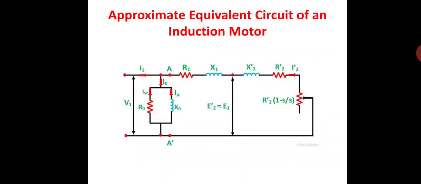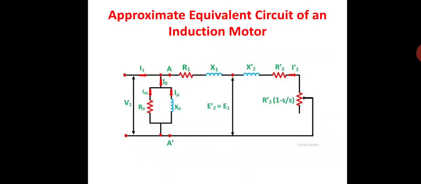This can also be represented in a diagram, and this is the approximate equivalent circuit of an induction machine. Now we are going to transfer the parameters from stator to rotor or rotor to stator. Already you know that when you transfer a parameter from one side to the other, it becomes dashed. For example, if you transfer R1 from stator to rotor, it becomes R1 dash. Like that, X1 transferred from stator to rotor becomes X1 dash, and if you transfer R2 from rotor to stator, it becomes R2 dash. Just keep this in mind.